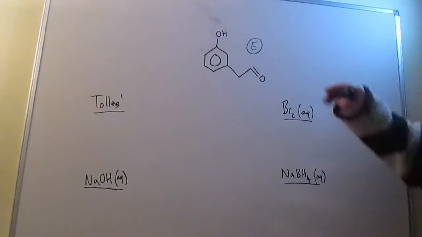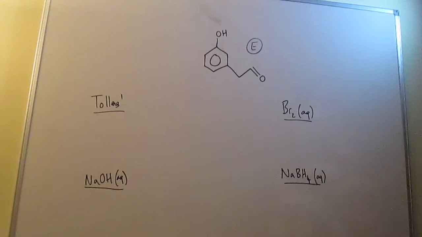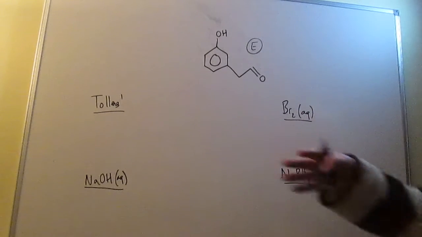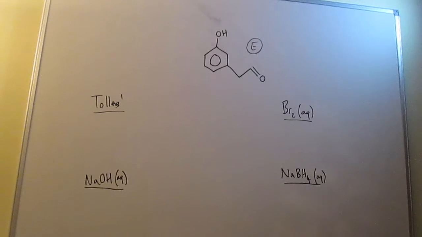B asks us to consider this compound, which was compound E, and just to suggest what would happen when it reacts with each of these four reagents.